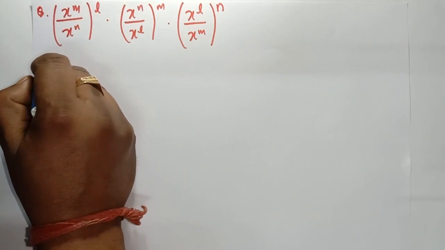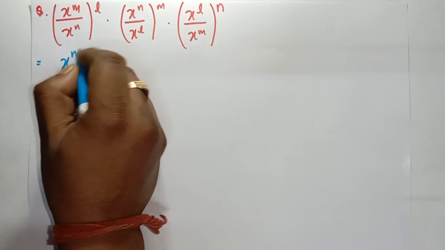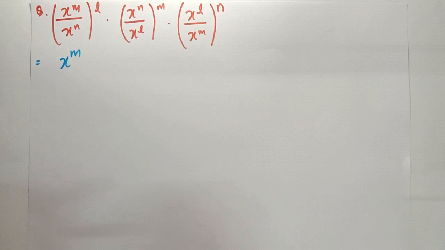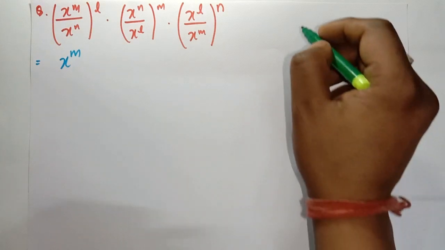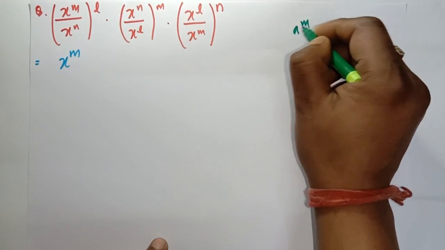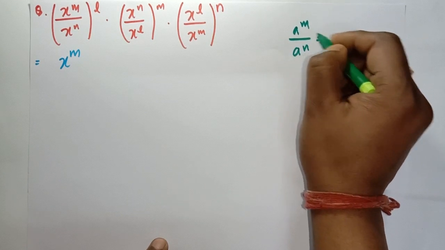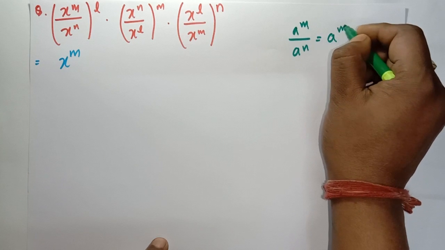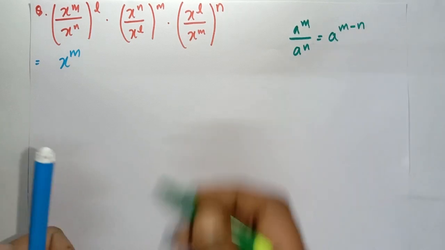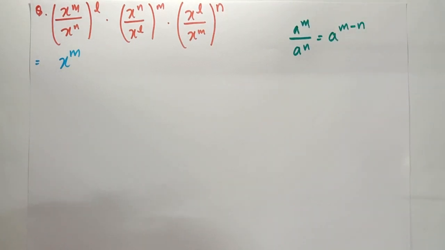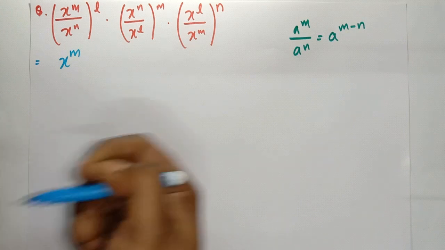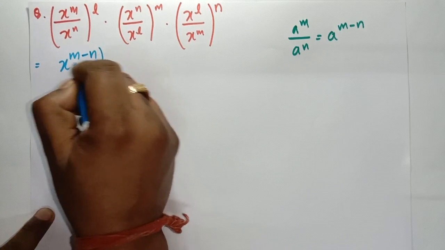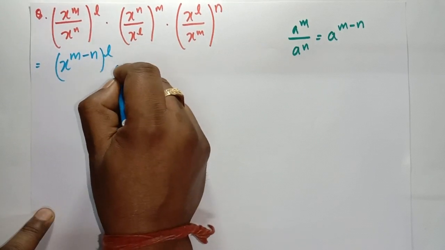You can see here x to the power m, and in the denominator there is also x. You know that rule, we have already discussed it. Suppose I have a to the power m and a to the power n. You can see the bases are the same, so when I take this off, it will be minus. So a to the power m minus n. So what can I do? Here also x to the power m is there, so this n, if I take it off, it will be minus n, to the power l dot.